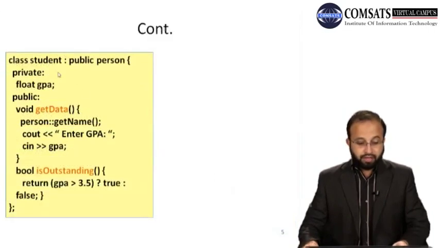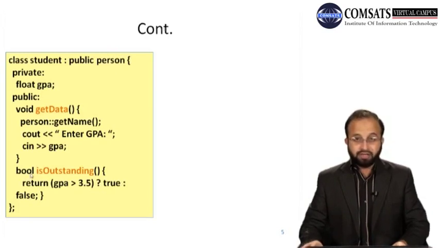Similarly, in the Student class, we have another derived class that is publicly derived from the Person class. So the name of the class is Student. It has a private data member GPA, right? And see the outstanding function. So this outstanding function is different from the Professor class. And now we have a condition: if GPA is greater than 3.5, then it returns true, otherwise false, right? So the return type of this outstanding function is boolean, that is, it returns either true or false.